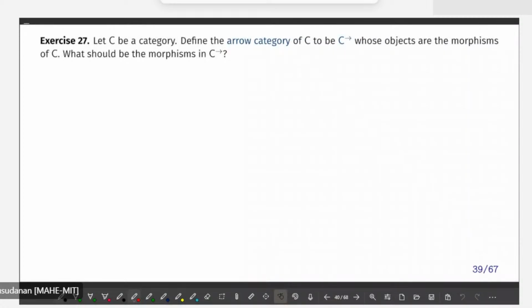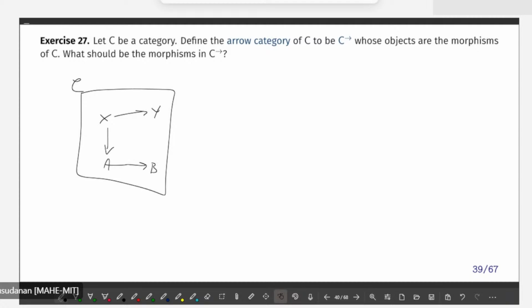Okay, this is a very broad question. So it is asking you to define something. Obviously, you can define anything you want, but what should be the sensible definition is a question. So to check whether your intuition is correct, I want to now define. So C is some category. There are so many morphisms.